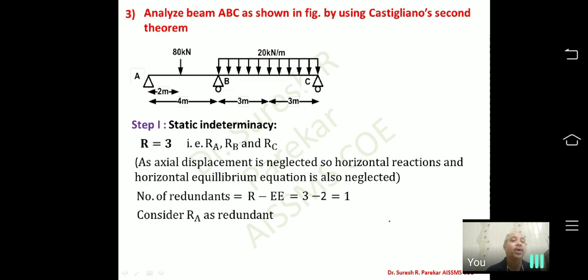Now, why I have not considered redundant RB? If I will consider RB, I have to take span from A to B. I have to take span from C to B. I cannot go from B to A, or I cannot go from B to C. We cannot start from middle. We can come from left continuous partly, and I can come right continuous partly. But I cannot start from middle. So RB I need not require in the table.